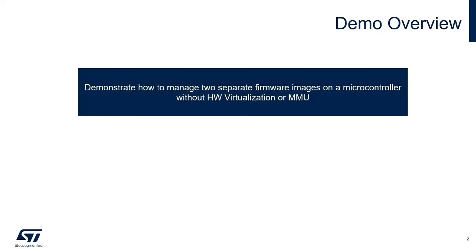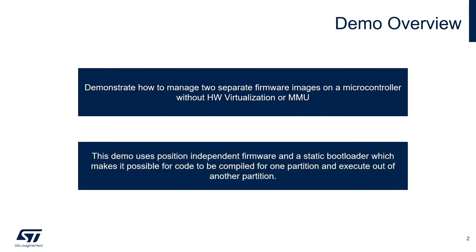This demo will demonstrate how we can manage two separate firmware images on a microcontroller without hardware virtualization or a memory management unit. This is a software solution where we develop position-independent firmware along with a static bootloader, which makes it possible for us to compile this code for one partition and execute it on a different partition with a different base address.